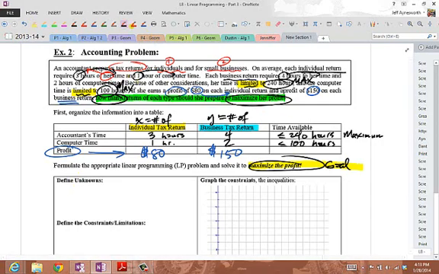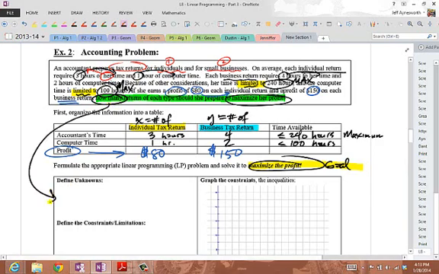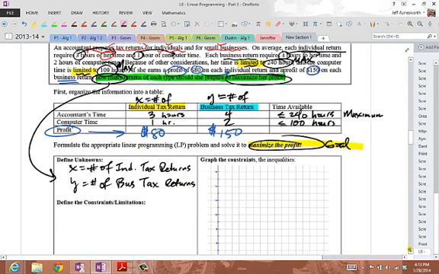So let's define our variables. We don't know how many individual tax returns she should prepare, so x is the number of individual tax returns. y is equal to the number of business tax returns. Again, we're the mathematicians. It's our job to figure out how many of each to maximize our profit. That's the whole goal of the problem.